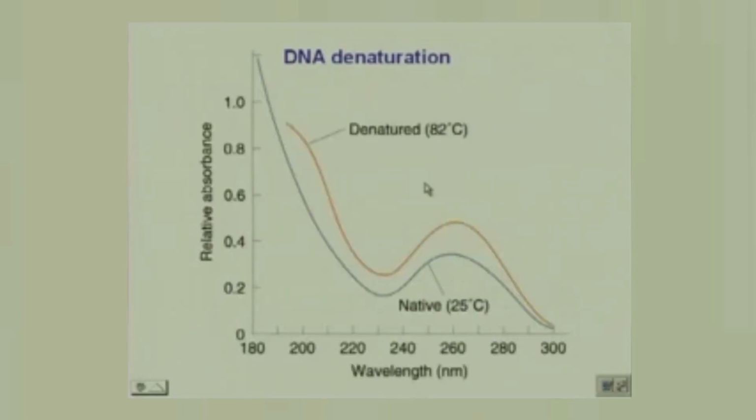So, let us see what we get. This is native DNA, the blue line at 25 degrees centigrade. Where is the maximum? 260. If I did the same for proteins, what would it look like? I would have something that comes down here and goes up here, and I would get the maximum at 280, right, for a protein.